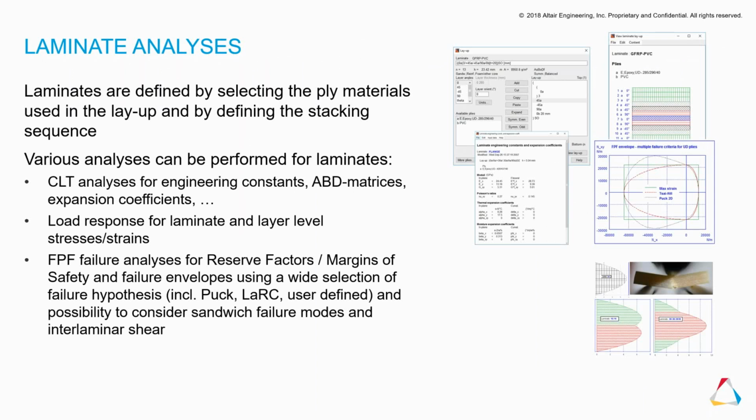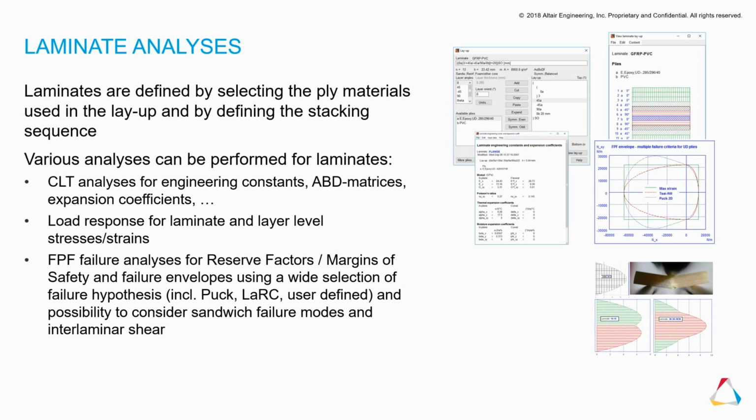And moving further into failure analysis, performing a first ply failure type of analysis, we can determine the reserve factors or margins of safety, construct failure envelopes. We have wide selection of failure hypotheses that are included in ESACOMP, and you can select from Puck criterion 2D and 3D versions, LaRC criterion, 2 different versions, and so on. Of course, the typical Tsai-Wu, Hill, so on, max strain, max stress, and so on. And also, one can define user-defined failure criteria with a Python script.